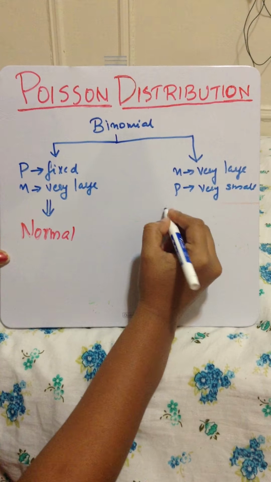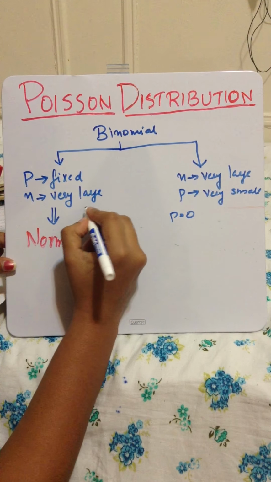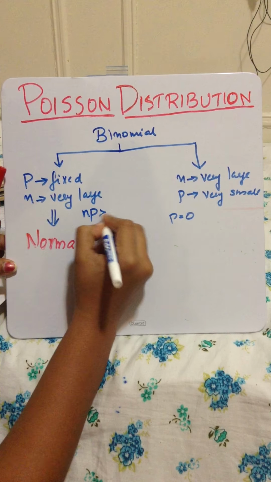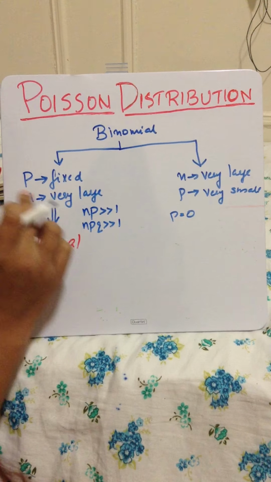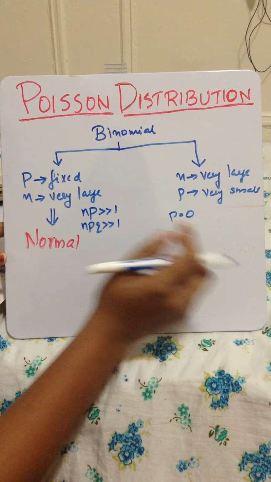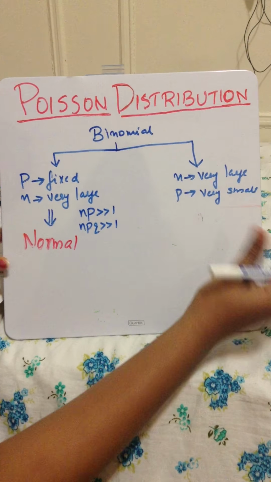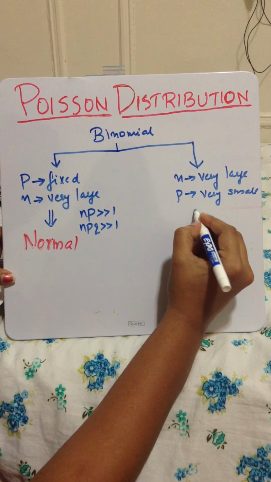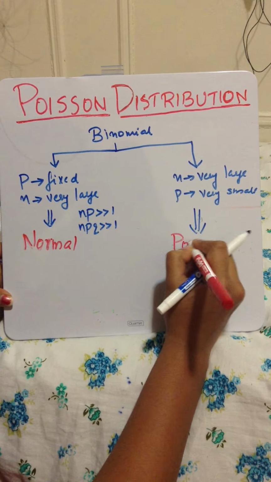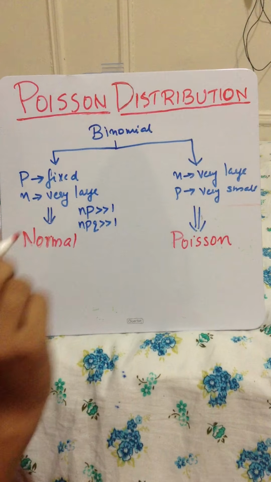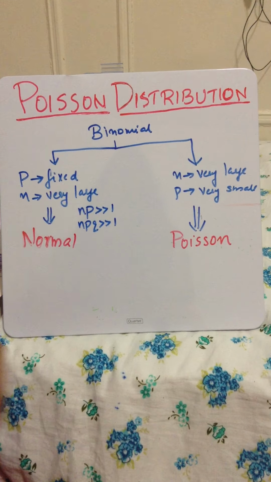Say for example p is 0. Then we can't use normal approximation, because in this case np should be very much greater than 1. npq will be very much greater than 1 when you are considering these conditions. So when p is equal to 0, this condition totally fails. So we have to have a different approximation. There we'll be using Poisson approximation. So that's how we have the Poisson theorem.